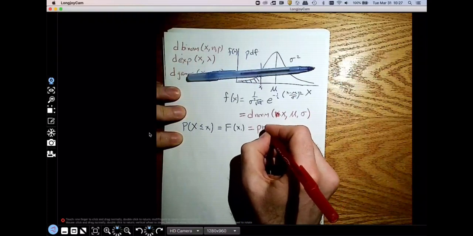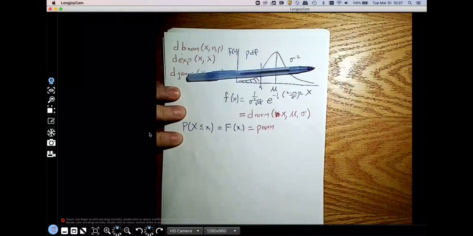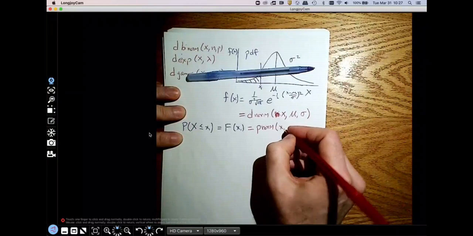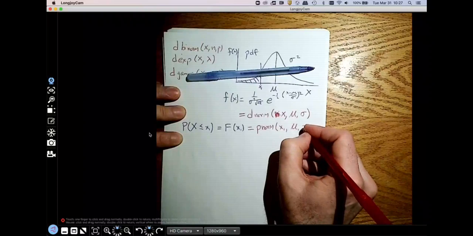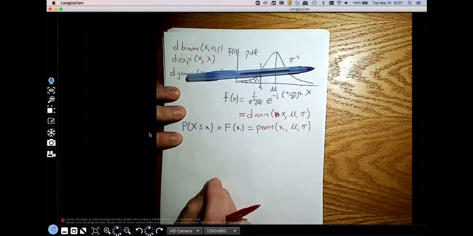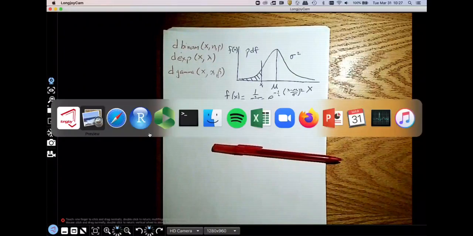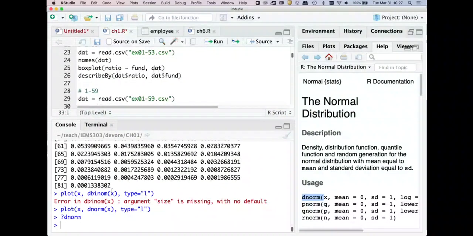So pnorm will give us the CDFs. If I say pnorm of x1, I've got to give it a mu and a sigma, and that finds that probability. As an example, let's just go over to R for a second. If I said something like pnorm, got to spell it right, of -1.96, and I'm going to give a mean of 0 and a standard deviation of 1.